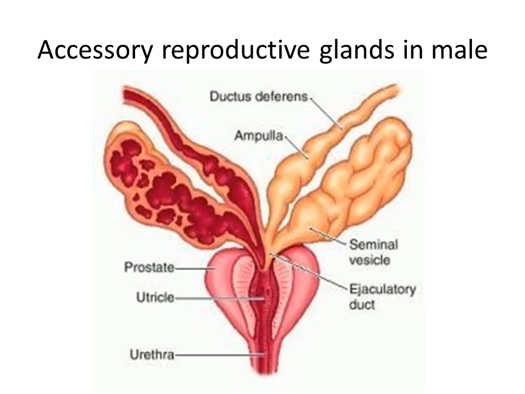Now, the accessory glands of the male reproductive system. The accessory glands secrete the fluid portion of the semen that transports and nourishes the spermatozoa. Now, these accessory glands consist of seminal vesicles. You can see here the gland called the seminal vesicle.